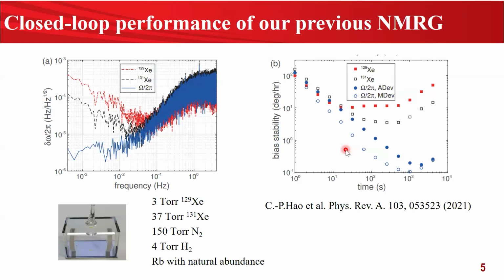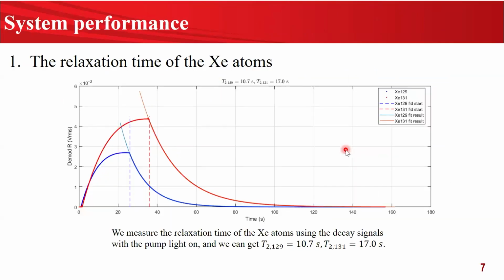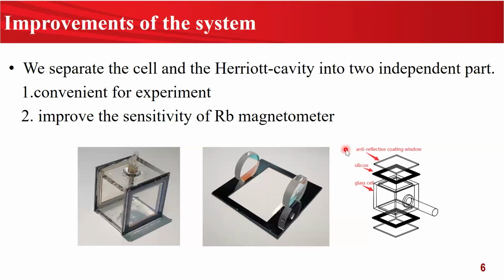Was that the T2 time? Yeah, that's why. So is this T1 or T2? T2. So why is xenon-131 better than xenon-129? Because we separate the cavity outside of the cell, and the collisions between the xenon atoms and the mirrors are reduced, and it provides a better environment for the xenon atoms. So it reduced the collision areas between the two. So our T2 becomes larger.